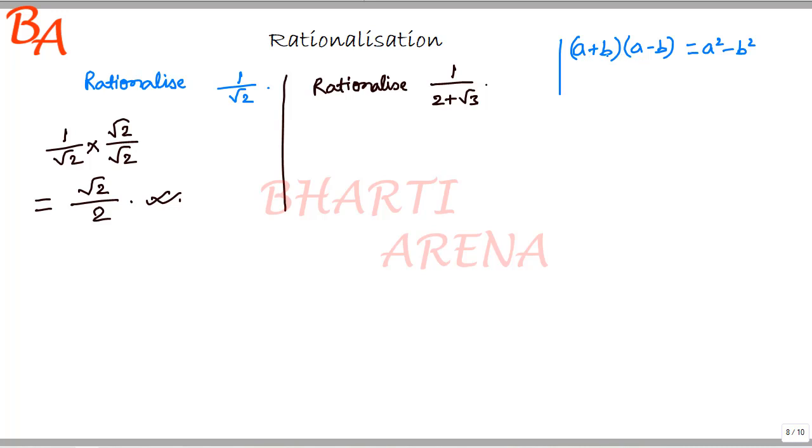That is, if a plus b is given, we will multiply it by a minus b, or if a minus b is given, we will multiply that by a plus b. After multiplying, you will get a square minus b square, and that is what we require. Here a plus b is given, that is 2 plus root 3, and you have to write there a minus b, that is 2 minus root 3. So we will proceed ahead.